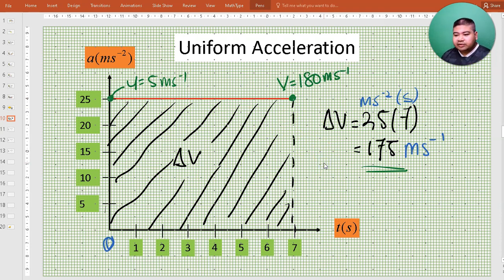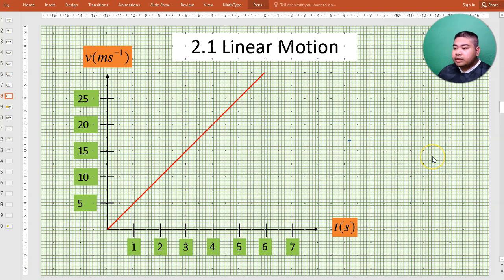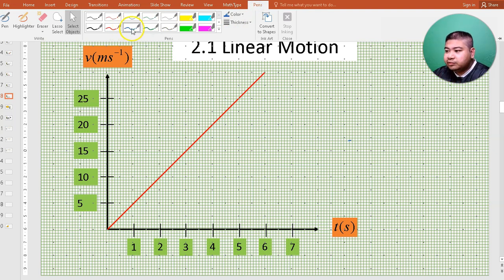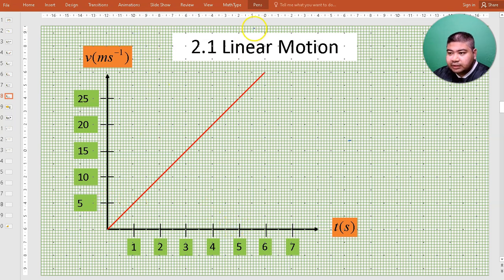I'll do one more example because we have skipped the area under the graph of velocity against time. Here is the velocity against time graph. Let's say the question asks you to find the displacement of the object during the time interval from 0 to 5 seconds. To find the displacement from the graph of v against t, we have to calculate the area during that interval.